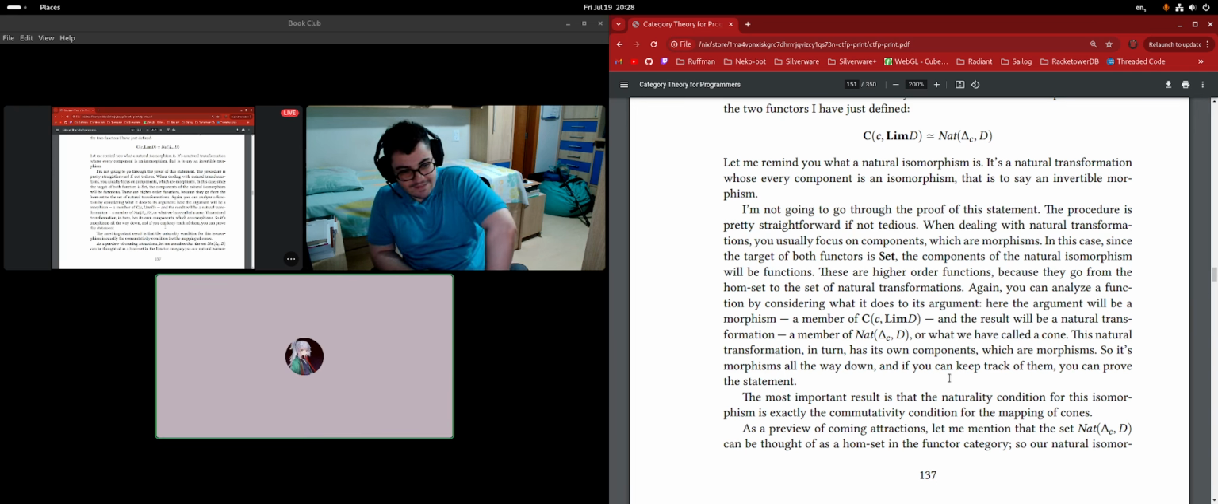Reading this chapter, I found it way easier to follow what's going on when there were diagrams. This may be true of category theory in general, but yeah, diagrams help a lot. That's what I'm trying to do by myself. I'm trying to draw them in my mind.